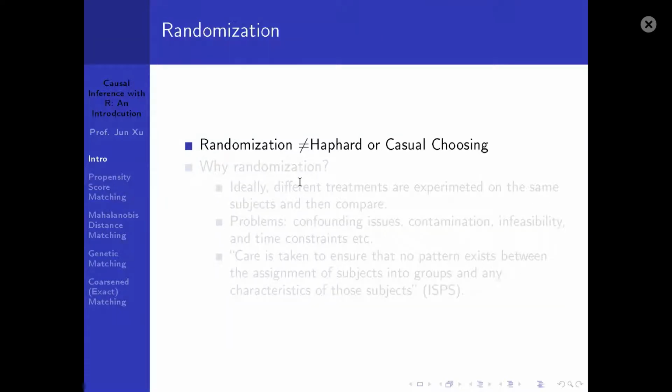Let's continue. And here, let me just dwell on the concept of randomization a little bit more, because later on, I'm going to make analogs of techniques in the randomized experiment to the techniques used in causal inference. So what is randomization? Randomization is not haphazard or casual choosing or selection.